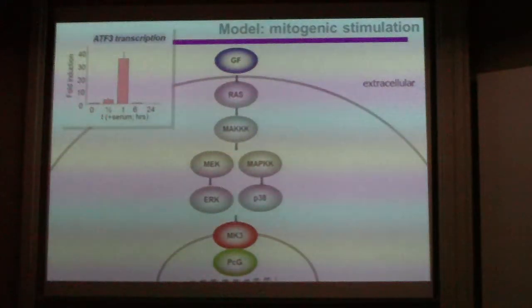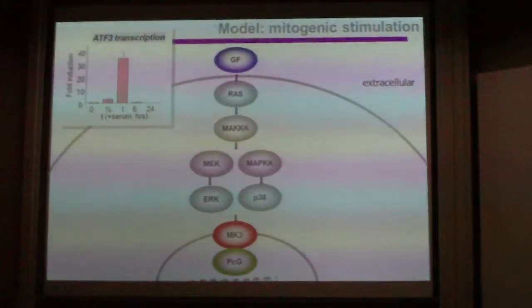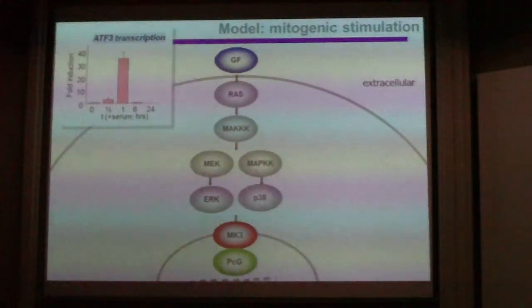So what we do first is we serum starve the cells. Just as if you have to go and have blood drawn sometimes, you are not allowed to eat, we do the same with the cells. Only we do it for 48 hours. So we keep low serum on them, and then subsequently we add 15% of serum together with a phorbol ester, which is also involved in mitogenic stimulation. And we see that at 1 hour there's a 40-fold induction of ATF3, and at 6 hours it's already back to zero.